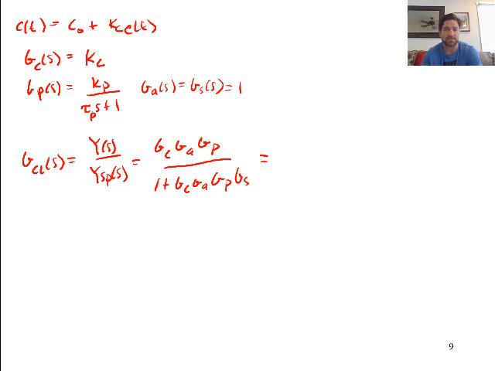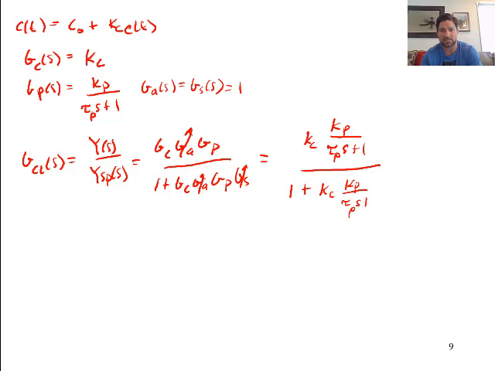Now I've got to substitute some things in here. We know GA is equal to 1, GC equals KC, GP equals KP over tau PS plus 1. On the bottom we have 1 plus, again, GA and GS are both going to be 1, and then we have the same thing, KC times KP over tau PS plus 1. Now, in order to assess the stability, we have to put this in standard form. This isn't in standard form because it needs to be in a polynomial form. So what we're going to need to do is essentially get rid of the denominator in the denominator.